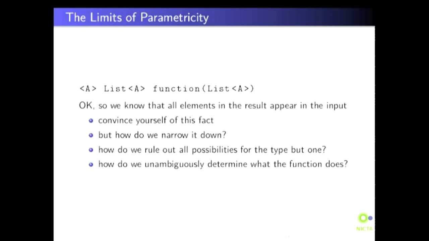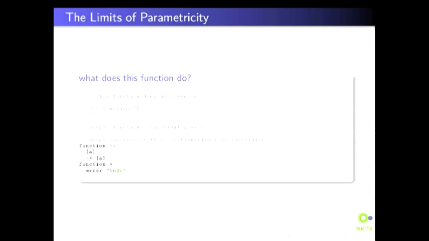All right. So to get to a point that was raised, we know every element appears in the result. We've convinced ourselves of these facts. I hope we have, or it might be tenuously holding on there, but that's okay. How do we narrow it down further? And how do we work out exactly what it does? So this is some Haskell notation. The gray's not working out, is it? Didn't think of that. All right, so this is a Haskell function.